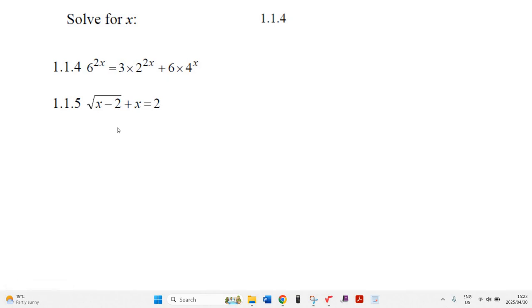Okay, we've got an exponential and surd equation to solve. Well, let's just get to it. Let's take a look at this first one here. I can tell that 4 there is really 2 squared, so that's going to turn into 2 to the 2x.